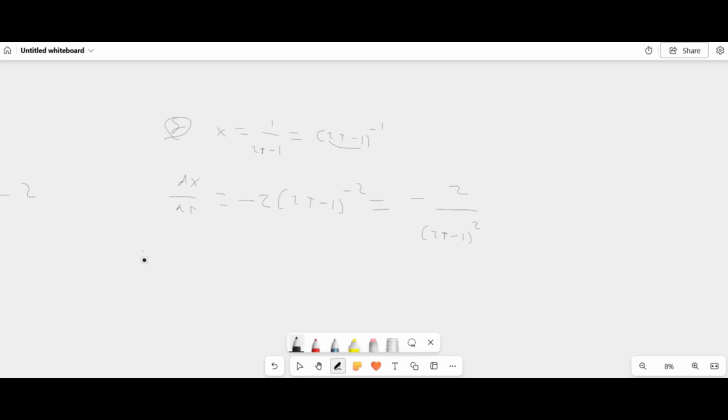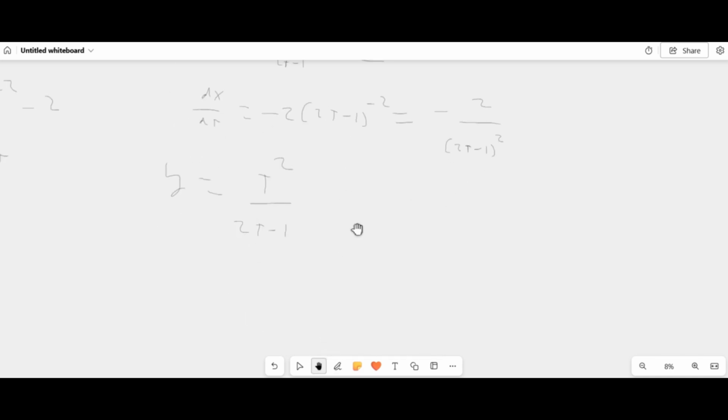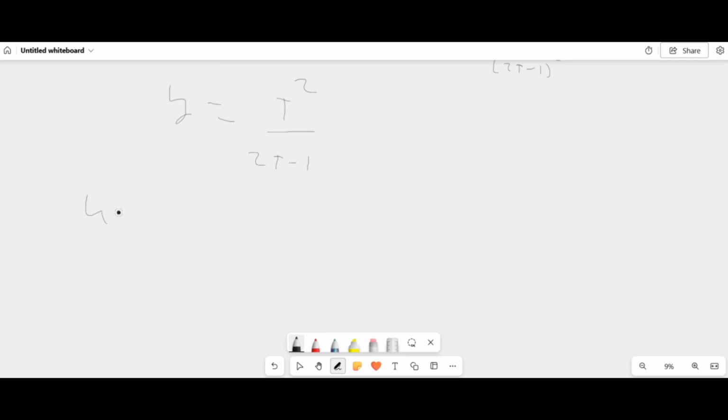Now we've got y is equal to t squared over 2t minus 1. I'm going to have to do this using the quotient rule, so u is equal to t squared. So find du over dt, that's going to be 2t. Then v is equal to 2t minus 1, and then again find dv over dt, so we get 2.